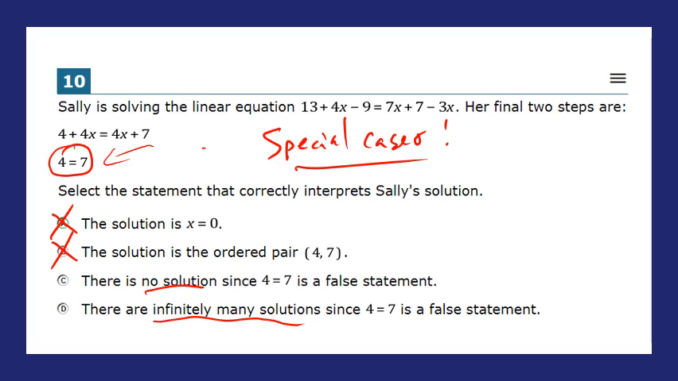So since these numbers are not equal to each other, C is the correct answer here because this means that it is a no solution problem. The only time that we get infinitely many solutions is if I get a true statement like 4 equals 4 or 7 equals 7, which is not the case for this problem. So this required no math, just knowledge of what it means when you get a special case in solving equations.